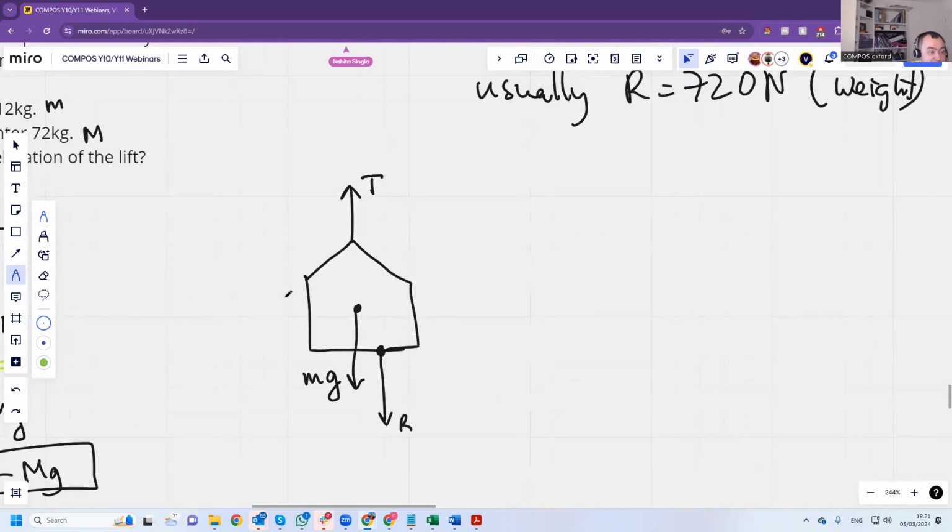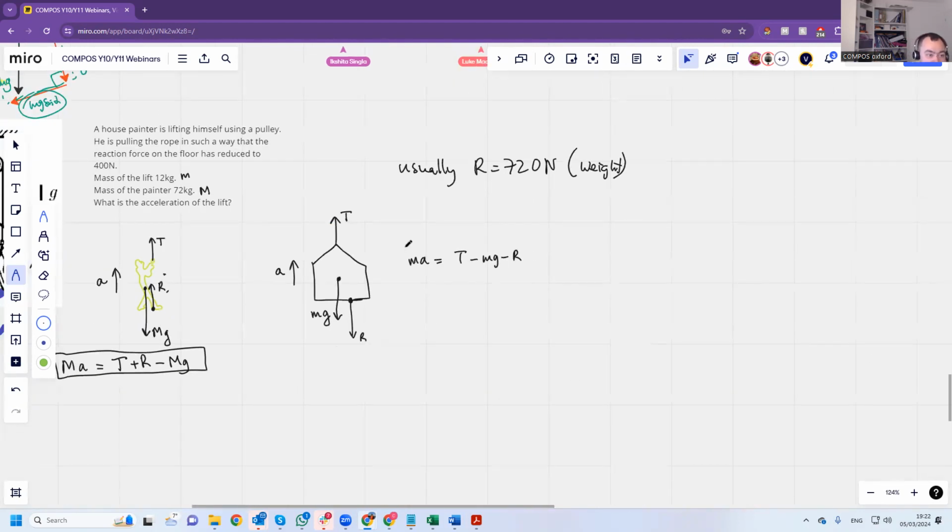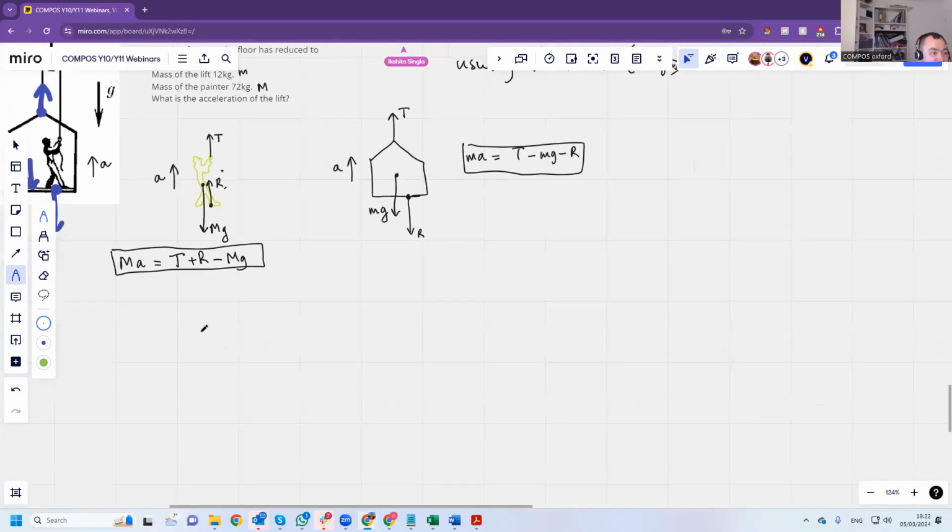And the lift is moving up. We already know that. So mass times acceleration is equal to, the force is up, so tension, minus forces down, mg minus R. Okay, now we've done the physics part. All we need is to do some maths.